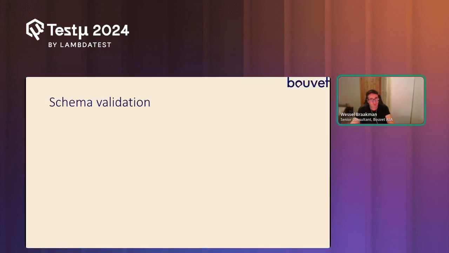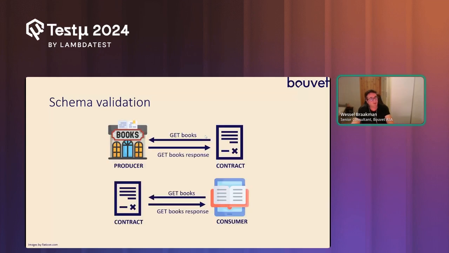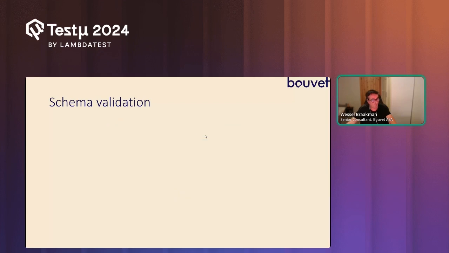Okay, into the first type of contract testing, schema validation. In schema validation, we actually test our response or our request against the contract. We just talked about the types of contracts. So we do not need this integration environment, but we just check whether what is sent to the producer or comes from the producer adheres to a certain contract.